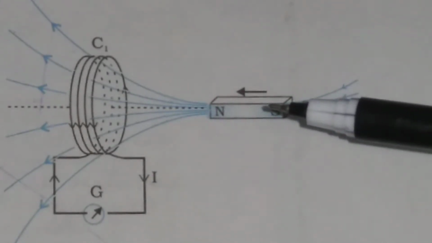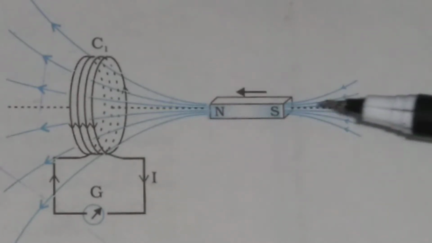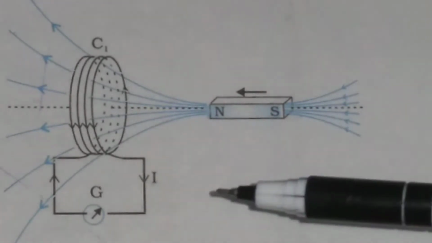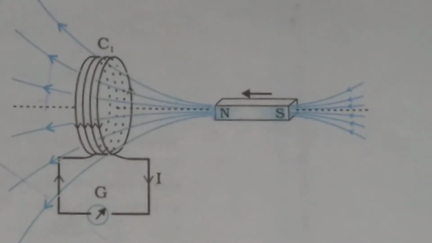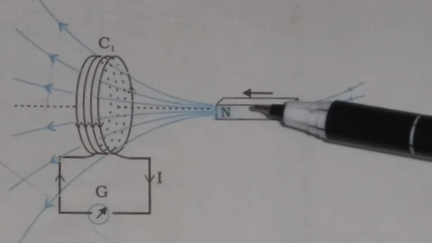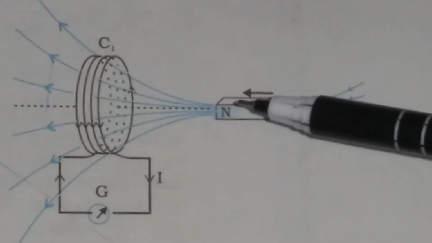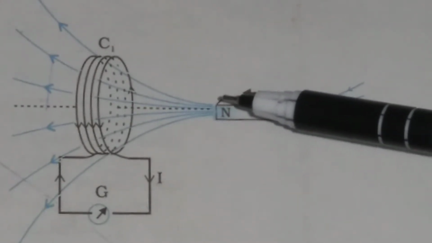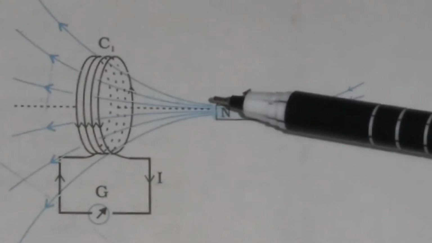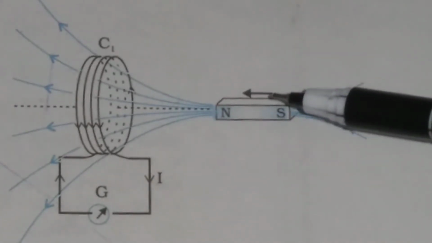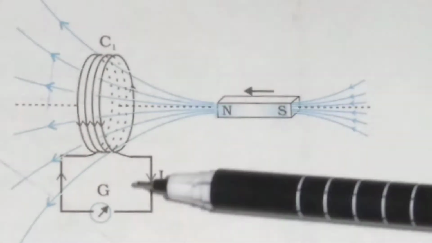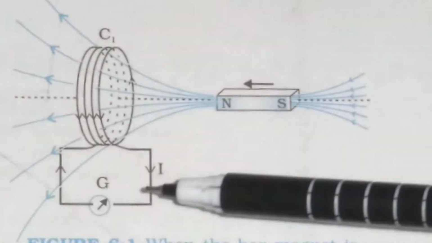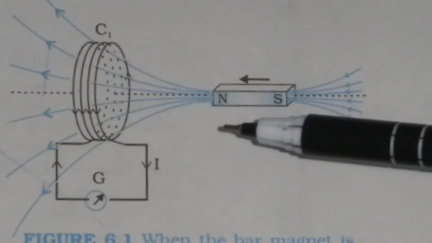When the magnet is pulled away from the coil, the galvanometer shows deflection in the opposite direction. When the south pole of the bar magnet is moved towards or away from the coil, the deflection in the galvanometer is opposite to the previous observation. If you bring the bar magnet with the south pole toward this coil, the deflection will be in the opposite direction as in the previous case.